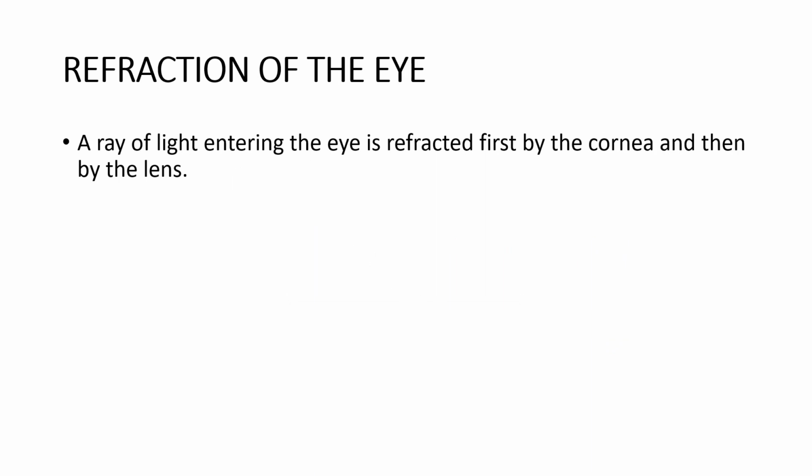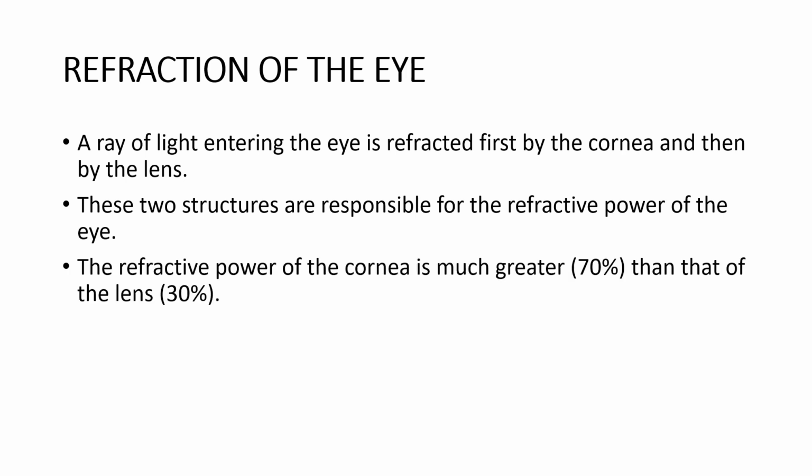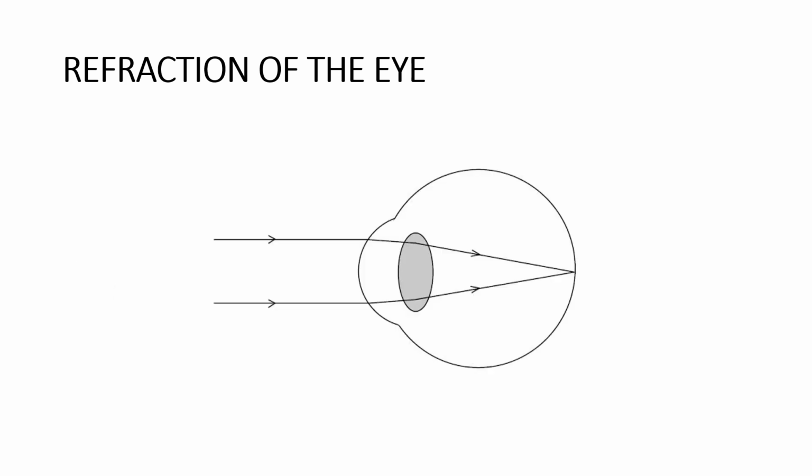So a ray of light that enters the eye is first refracted by the cornea and then by the lens. And these two structures are responsible for most of the refractive power of the eye. The refractive power of the cornea is much greater than that of the lens and accounts for about 70% of the refraction of light into the eye.